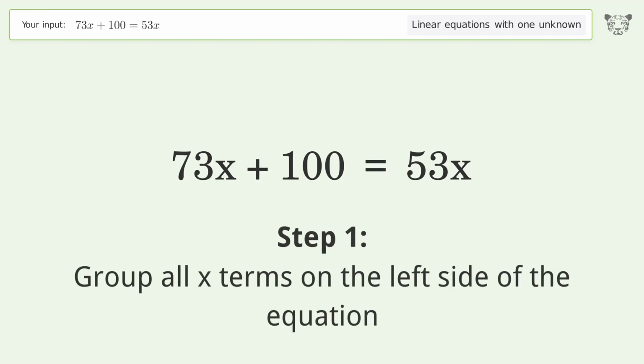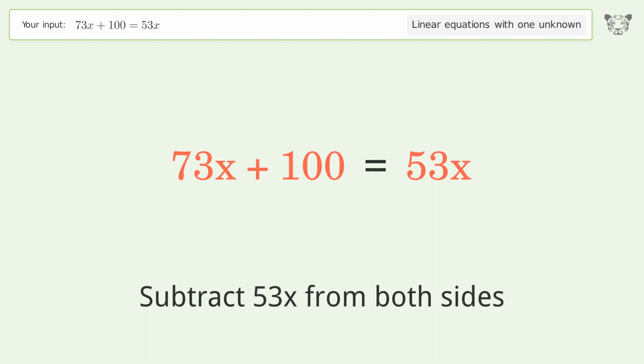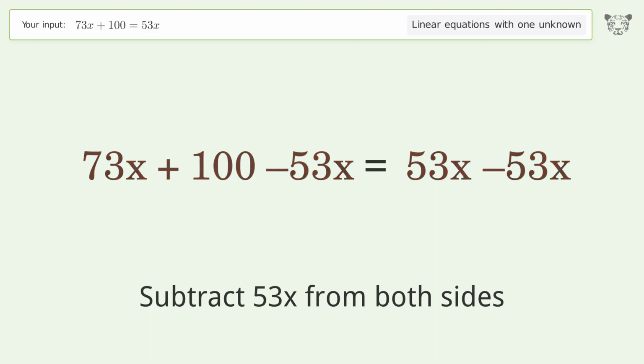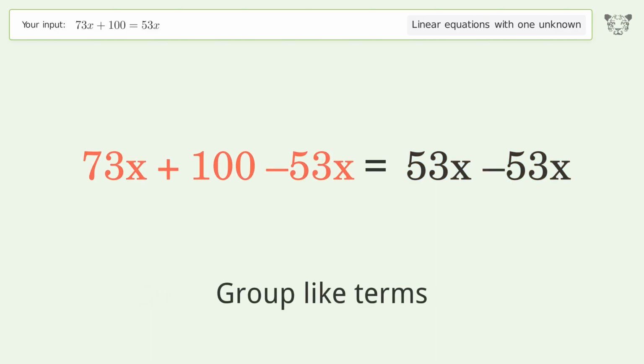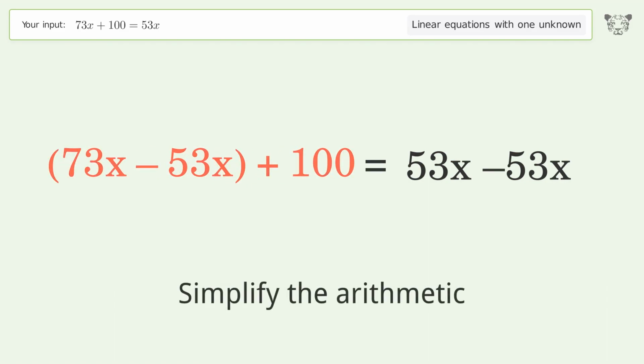Group all x terms on the left side of the equation. Subtract 53x from both sides. Group like terms. Simplify the arithmetic.